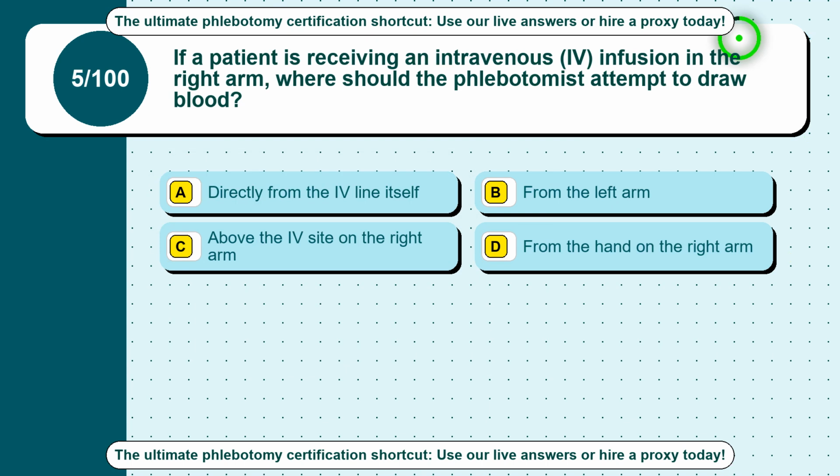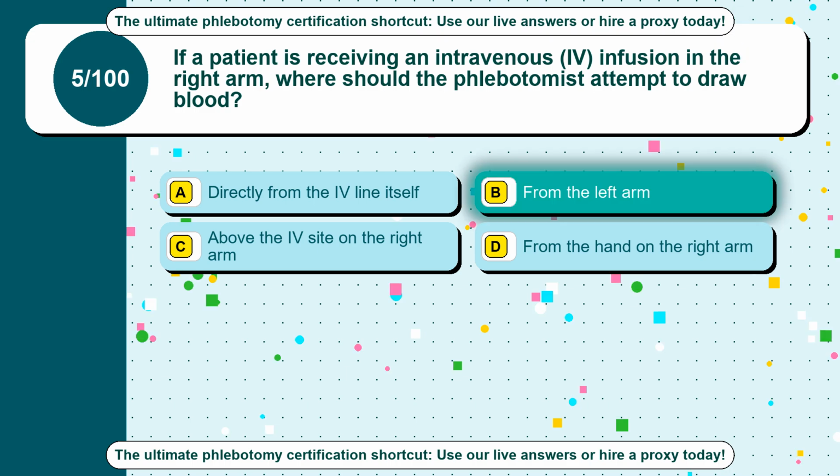Question 5. If a patient is receiving an intravenous IV infusion in the right arm, where should the phlebotomist attempt to draw blood? Option A. Directly from the IV line itself. Option B. From the left arm. Option C. Above the IV site on the right arm. Option D. From the hand on the right arm. The correct answer is option B.